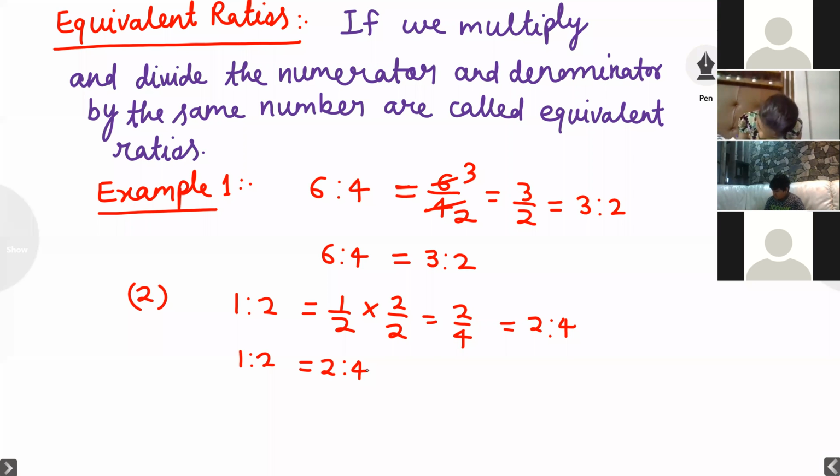If we multiply and divide the numerator and denominator by the same number, it is called equivalent ratio. Whatever ratio they have given, firstly we need to convert into fraction form, then we have to multiply same number into numerator and denominator, or we can divide same number into numerator and denominator. Then we can find out equivalent ratio. Example 3.